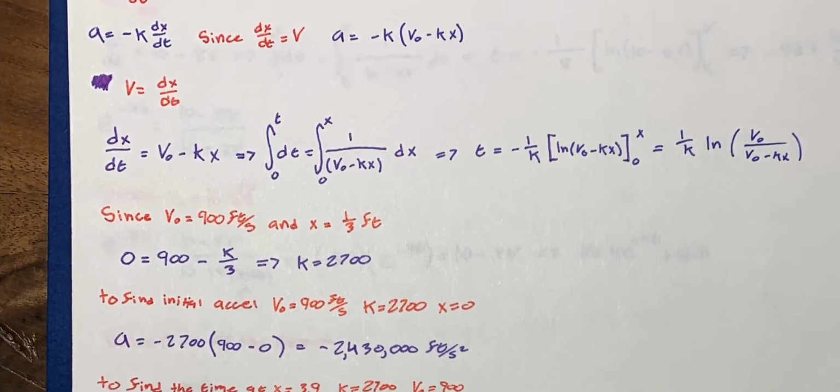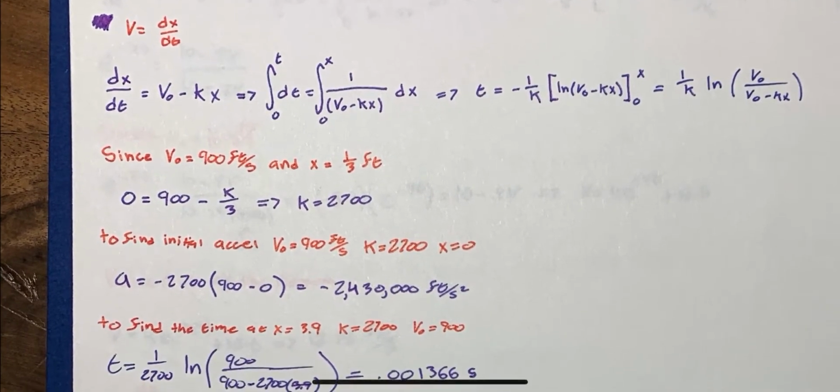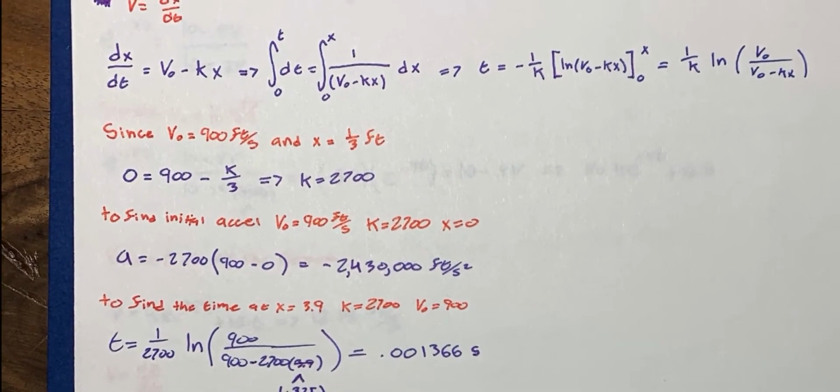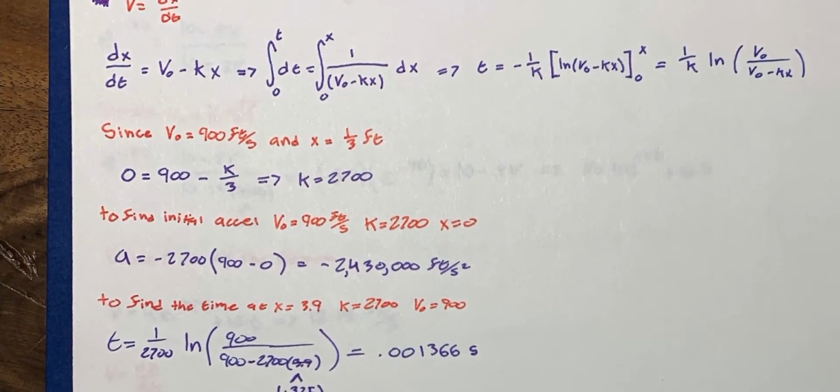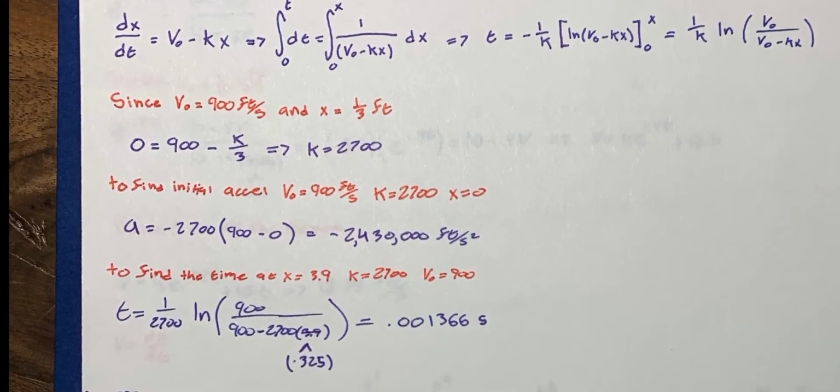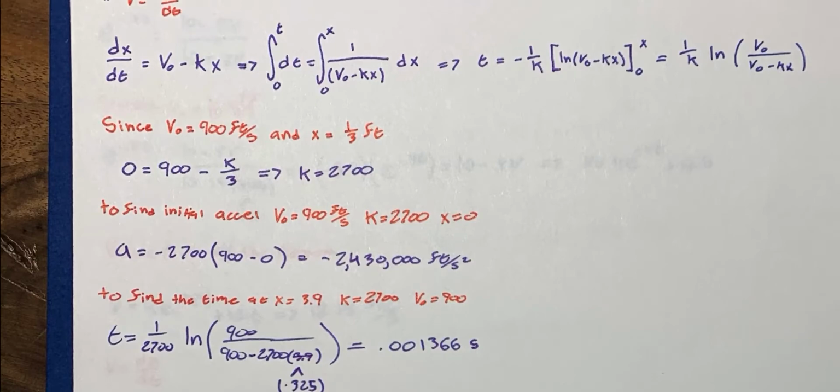And then since the initial velocity is 900 feet per second and it goes in 1/3 of a foot, we can just plug that in to the initial equation they give us to find out what k is.